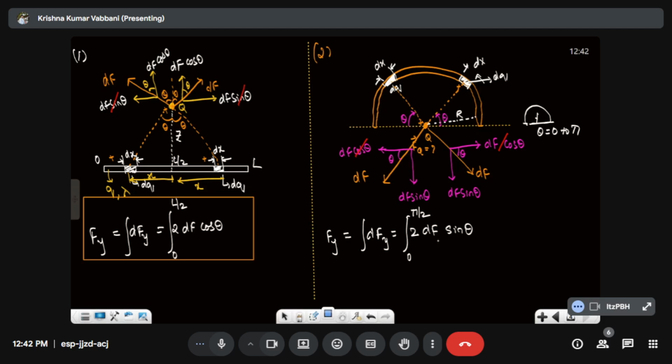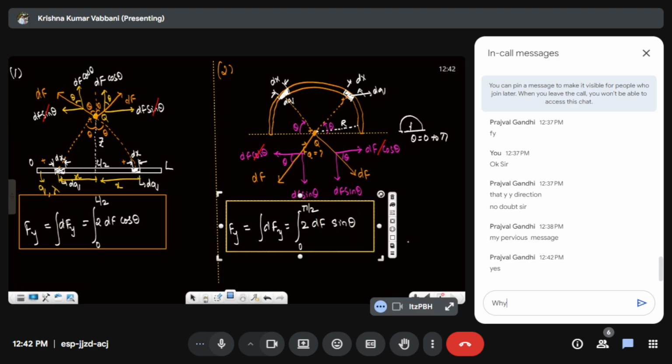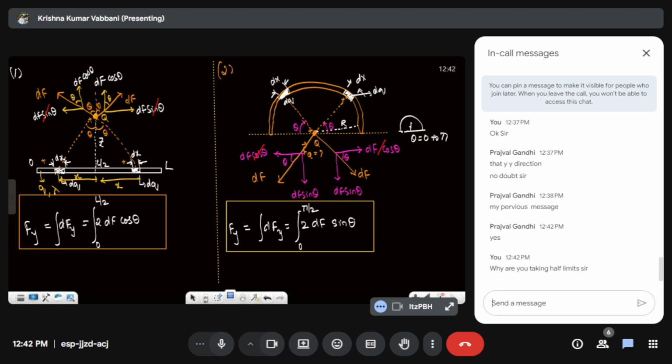I will see the chat box, please. Actually, I am explaining in a different window, na? So that's why I am unable to look at your chat box. My previous message, yes. Is there any doubt? Oh, okay, thank you, Gandhi.